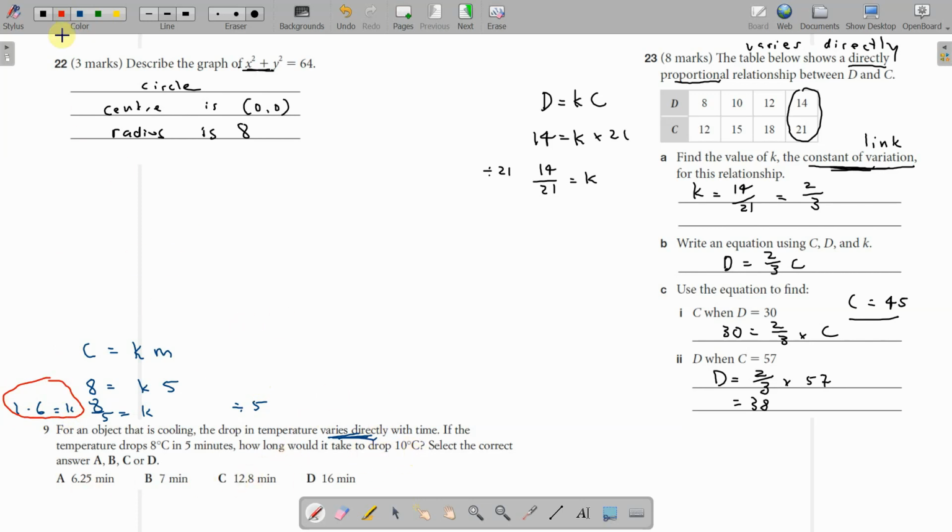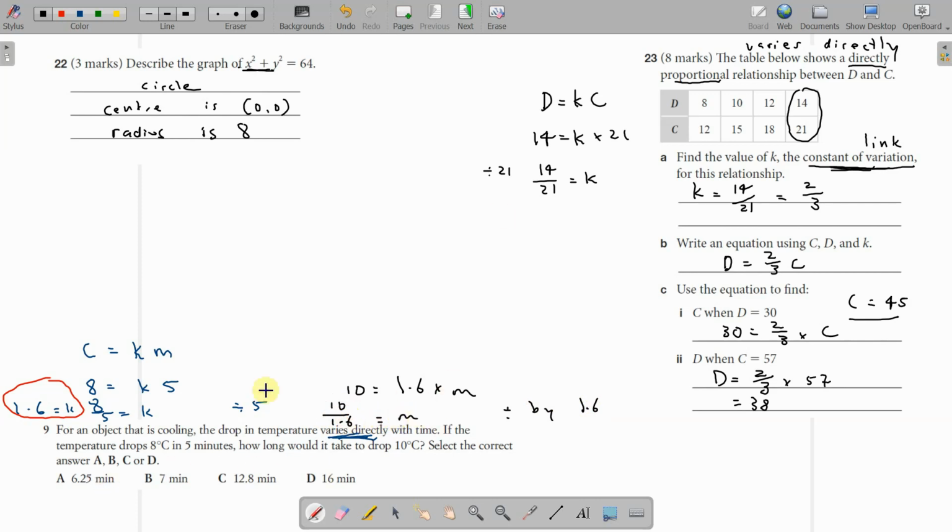How long will it take to drop 10 degrees? Okay, so the temperature drop is 10 equals our K times the number of minutes. Once we use the scenario here and we found out what the link is, we can work out what this is. So I've got the 10 degree drop, there's our K. We don't know what the number of minutes is, all you do is divide by 1.6 to simplify it. So 10 divided by 1.6 equals the number of minutes.